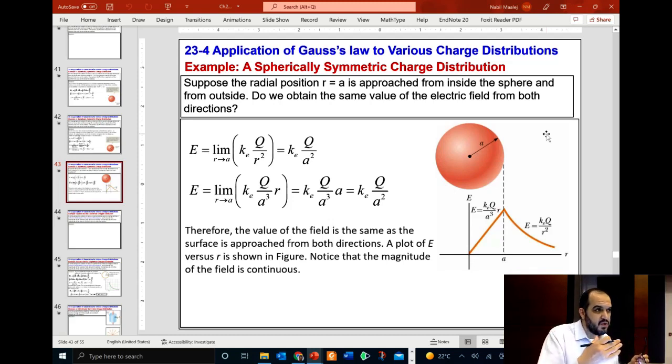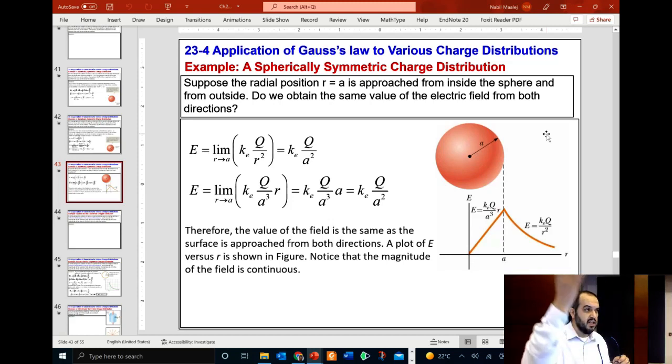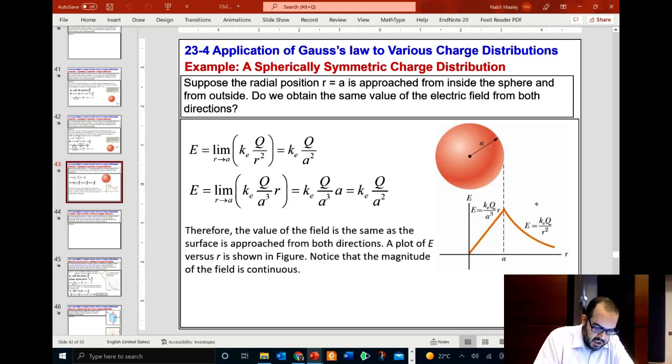However, if you go inside the sphere, we use the Gaussian surface, and we had to determine what is the charge enclosed in the internal surface, and we found that there is a linear relationship between the electric field and R. So we found two equations. One equation is outside, which is the same as Coulomb's law, kQ over R squared, and inside the sphere there is a linear relationship, which is kQ divided by A cubed, times R. So this is a linear equation. And obviously at the radius of the sphere these two values are equal.